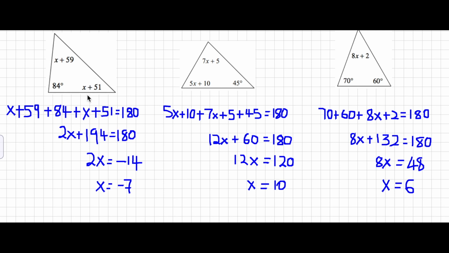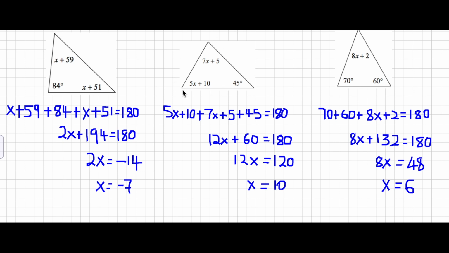So if you wanted to know, for example, what is x plus 51, you would substitute the x with the negative 7, and that angle would be 44. So 51 minus 7 is equal to 44 degrees. And you would do the same thing with the x plus 59. You substitute the x there with the negative 7, and that angle will be 52.